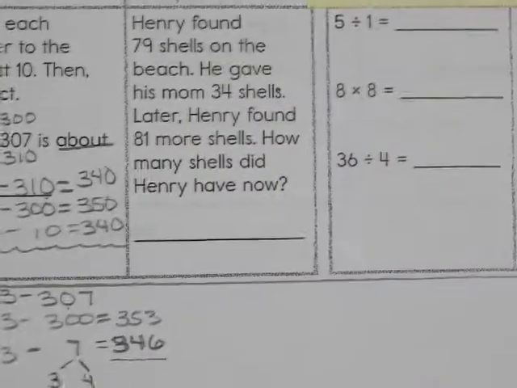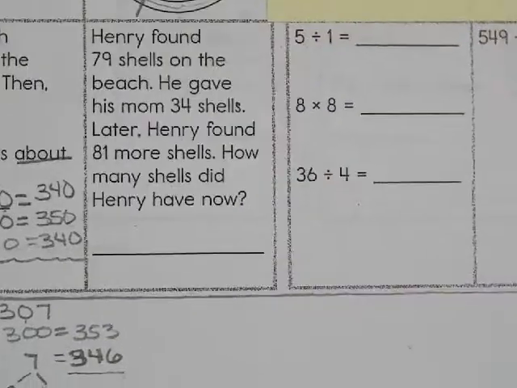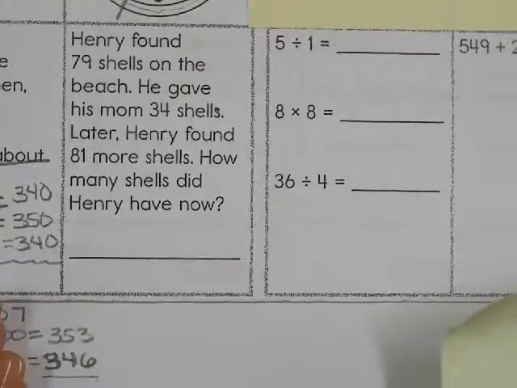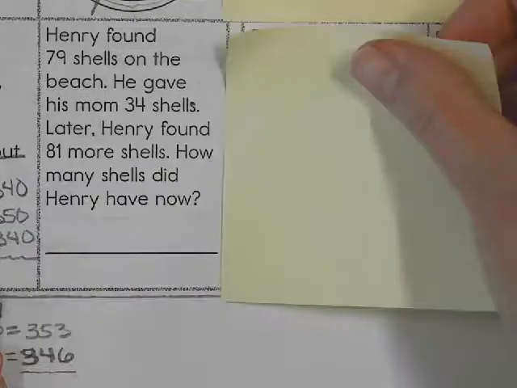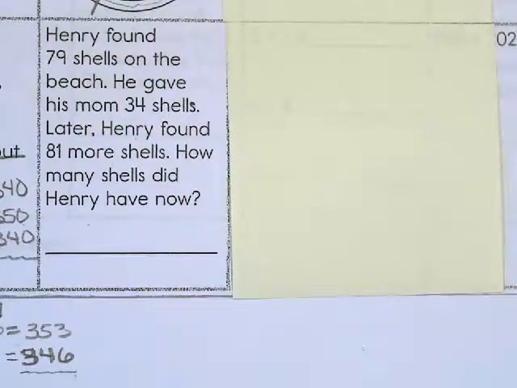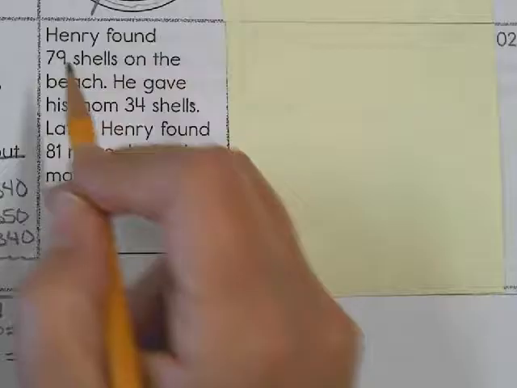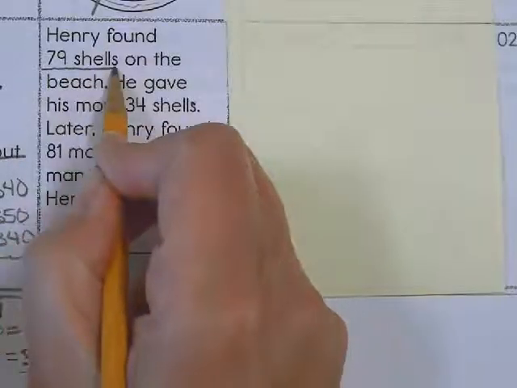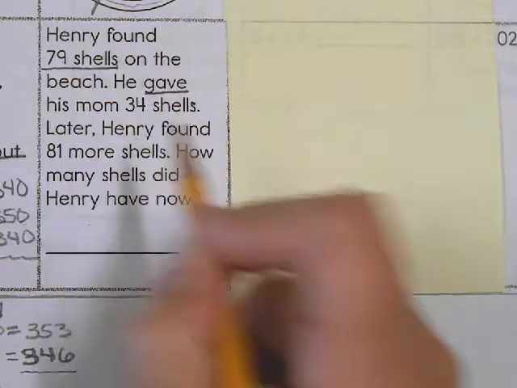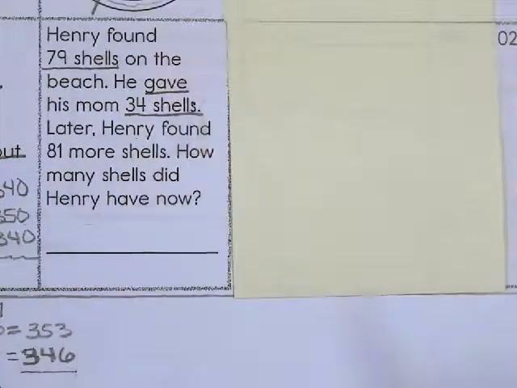Moving on to our word problem, we have Henry, and Henry found 79 shells on the beach, and he gave his mom 34. But then later on, he found 81 more. So how many shells does he have now? What we can do is underline our important information. So we know that Henry has found 79 shells. He gave his mom 34 of the shells.